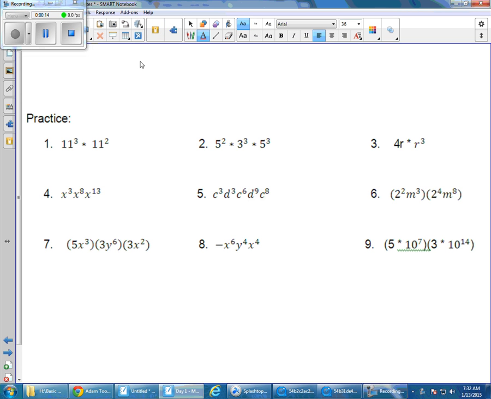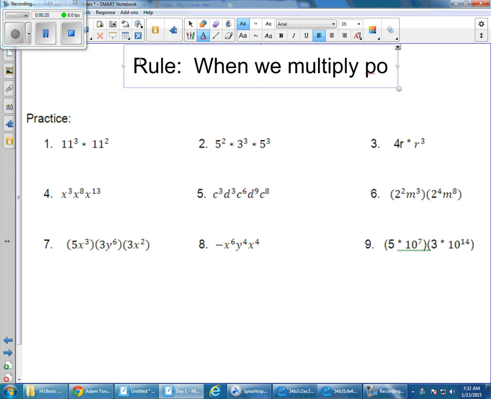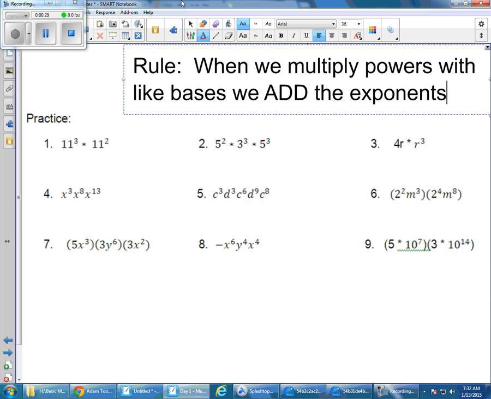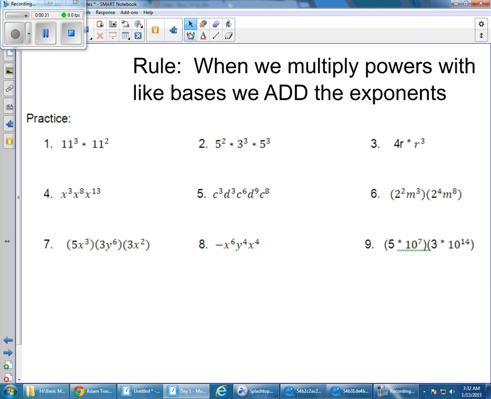Remember, our rule is when we multiply powers with like bases, we add the exponents. Okay? We do not multiply together the bases. We do not add together the bases. We just add the exponents and keep the bases. So here we have 11 to the third times 11 to the second. I keep my base. It's 11 to the fifth power when I add my exponents together.